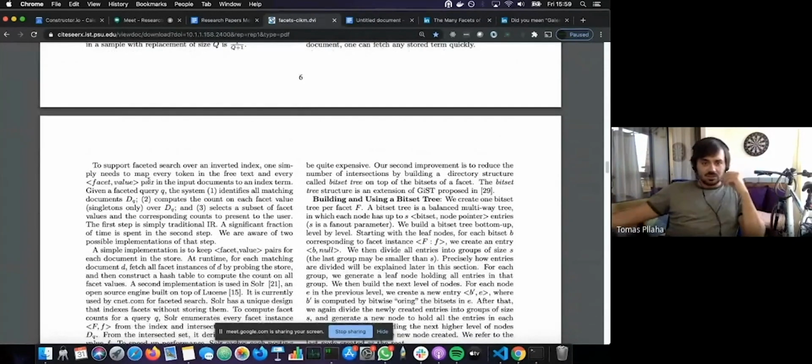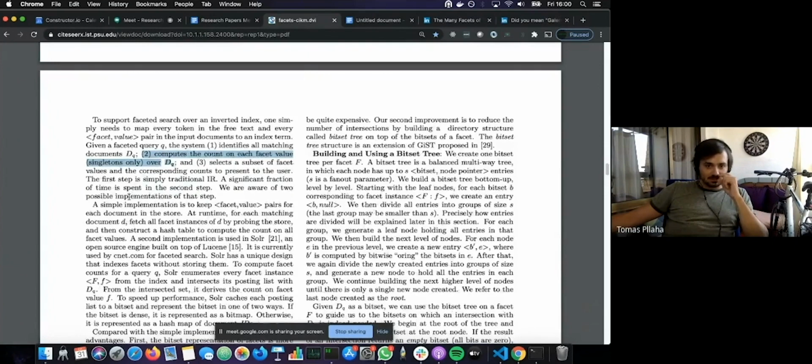Basically, they say to support faceted search over an inverted index, you map every token and every facet value pair to an index term, and the system first identifies all the matching documents, then computes the count on each facet value over the set of matching documents, and then finally selects a subset of facet values and the corresponding counts. Right now we show all facet values, but we've already hit some cases where we have so many facet values that we don't want to show all of them, and it makes the response huge. So the last step is that you pick the top ones. And they focus on this second part, computing the count of each facet value, and how this can be computationally expensive.